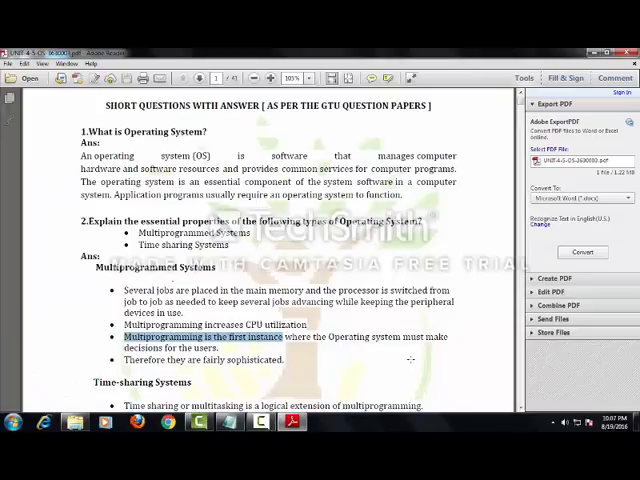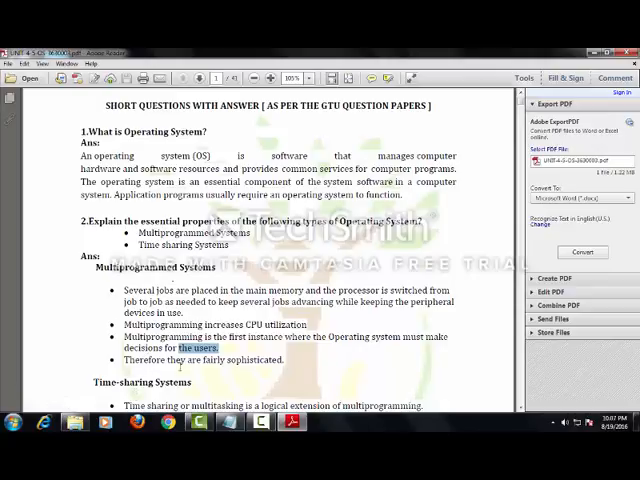Multiprogramming is the first instance where the operating system must make decisions for users. So multiprogramming means more than one program running at the same time in the primary memory. Every program, every job has one instance, and every instance makes decisions for the users. That is why we are writing here that multiprogramming is the first instance where the operating system must make decisions for the user. So the operating system will take care of all the programs being run by the users, right?